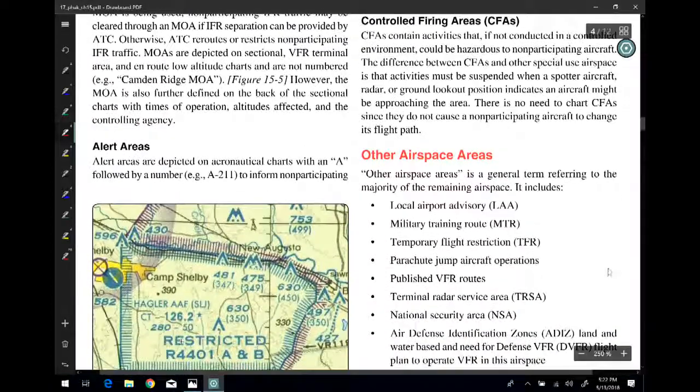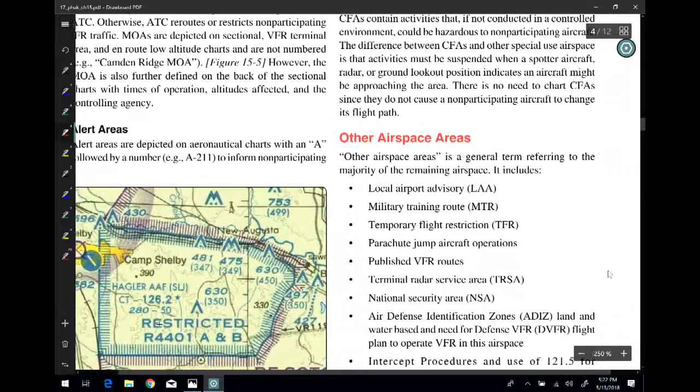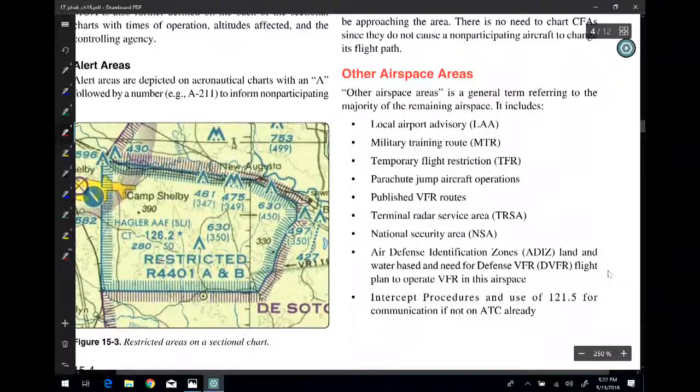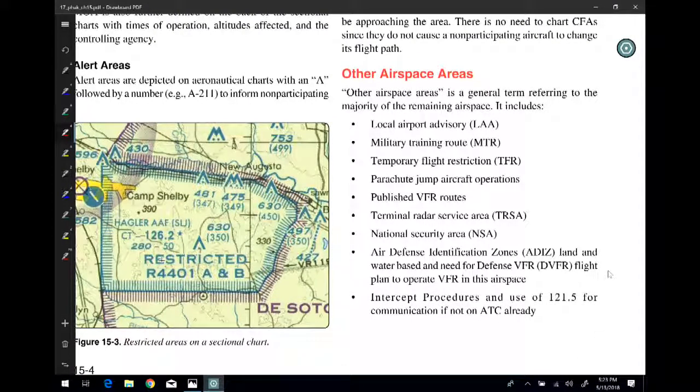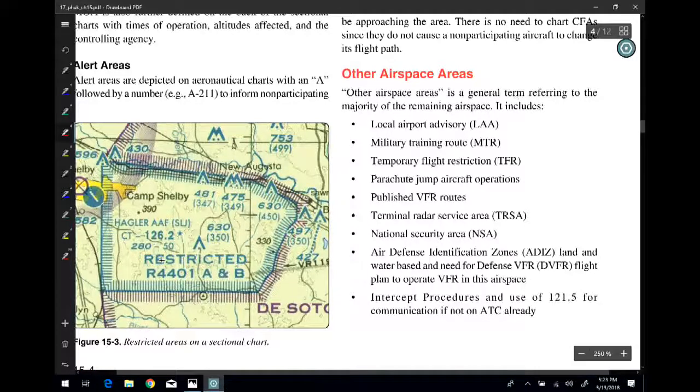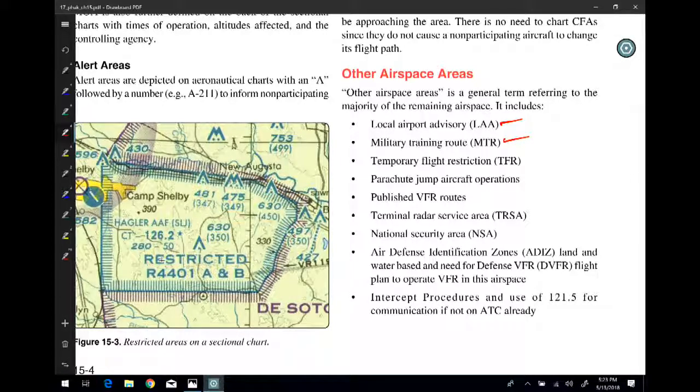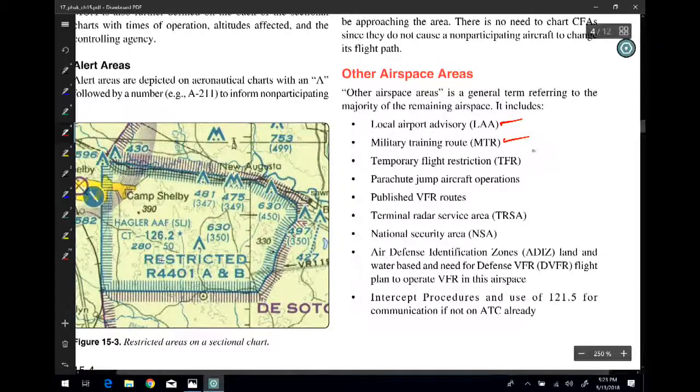Other types of airspace areas that you're going to see here, several other types. And guys, I'm not holding you to all of these other special use airspaces, but I want you to be aware of them. So you have local airport advisory areas, and military training routes, where you'll see them in the sectional maps. Those routes are kind of like the military's highways, and they can be moving at a high rate of speed.